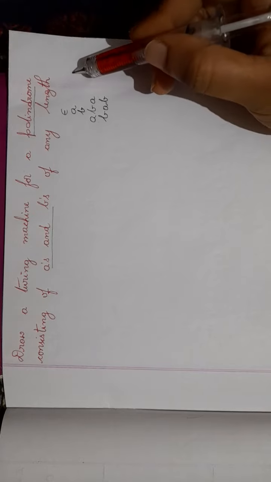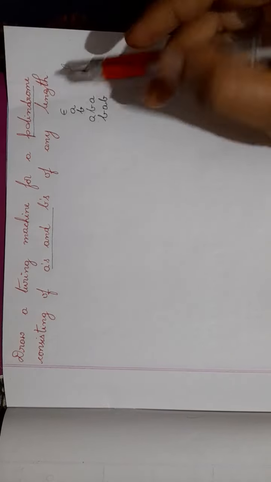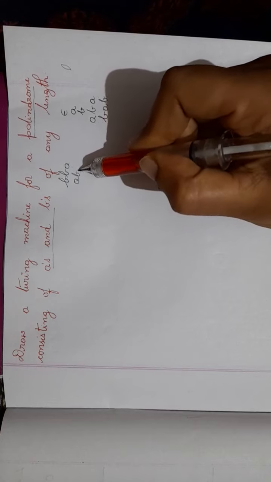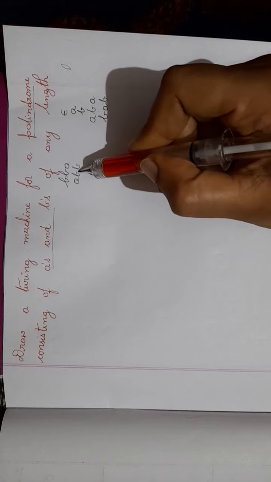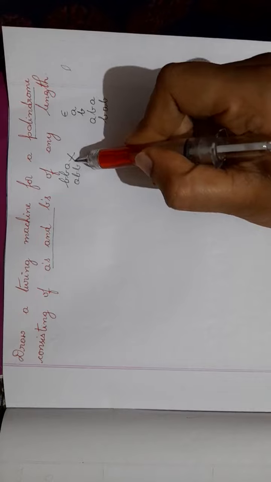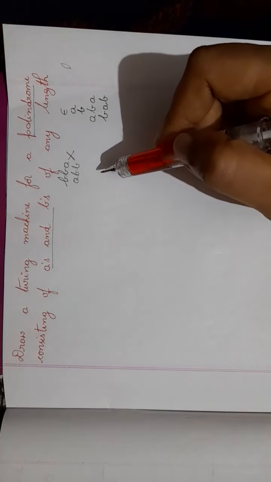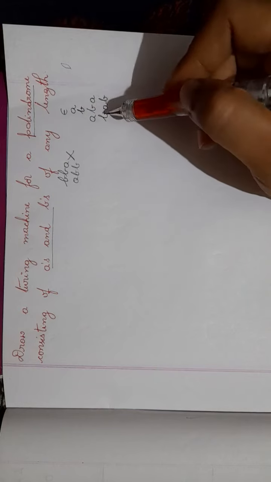So if I consider now B, B, A, and write it the other way, how does this look? It will be A, B, B. Are these two the same? No. So it is not a palindrome. Okay, so I'll tell you how to design a Turing machine with respect to these conditions.